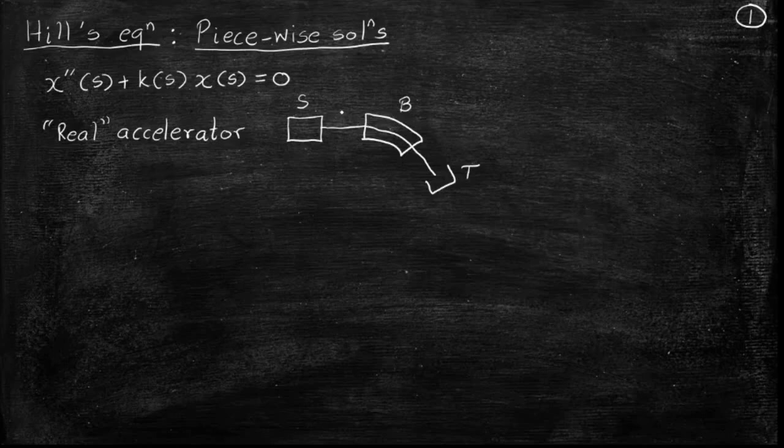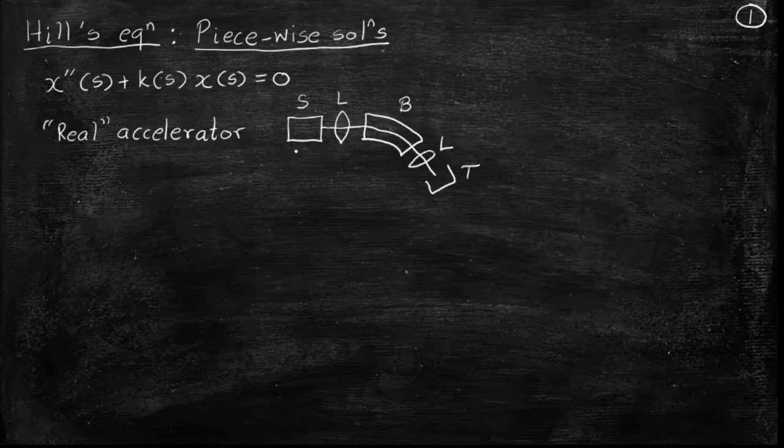Of course, sometimes you may need to have a lens, maybe here as well. So you have some additional components along the beam path. This is a typical very small tabletop type accelerator system. The source and extraction, everything is included.